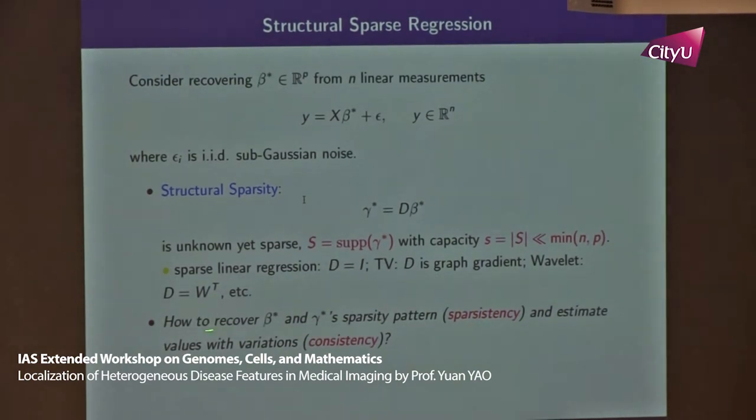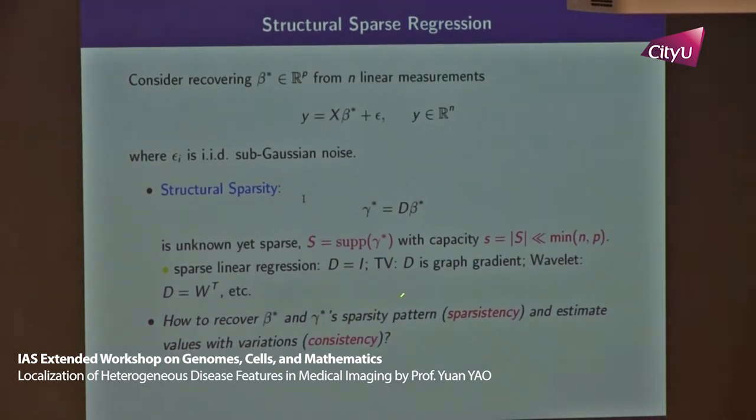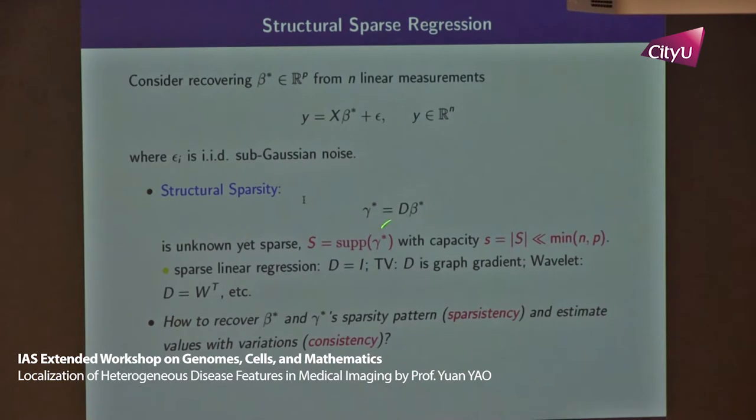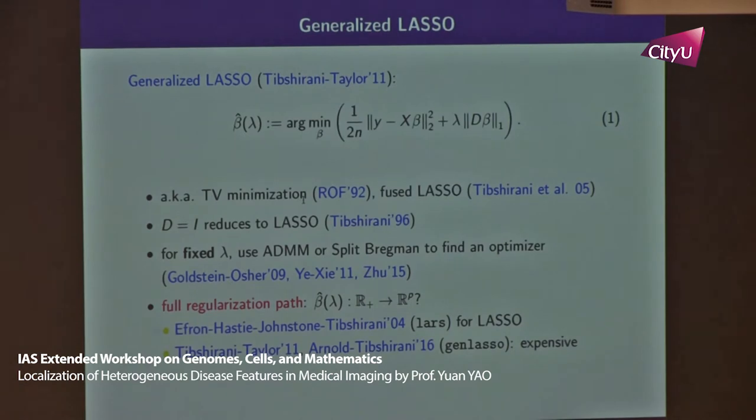But now, our purpose is to recover beta star. Recovery has two sets of meanings. One is sparsity pattern recovery: we want to know the sparsity pattern, that is, the support set of this gamma star. We call this sparsistency in statistics. The other purpose is to characterize your estimator beta hat, which should be as close to beta star as possible in a certain sense. That's called statistical consistency. We want beta hat to converge to beta star, not the sparsity pattern, but just the values. These are the two purposes in high dimensional statistics. And usually people use the famous generalized lasso to solve that, which means you take the L1 norm trick.